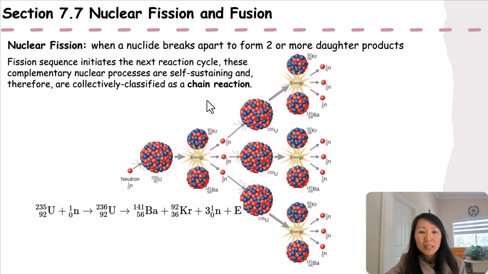In other words, we can say a fission sequence initiates the next reaction cycle, and this will be self-sustaining, and this whole reaction is considered a chain reaction. So again, nuclear fission is the splitting of the unstable nucleus, it's initiated by a neutron, and a neutron is also released in the process.